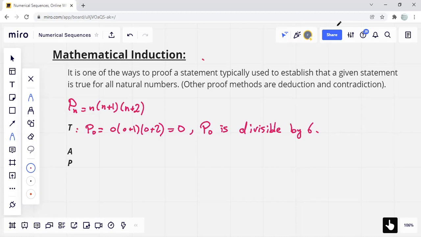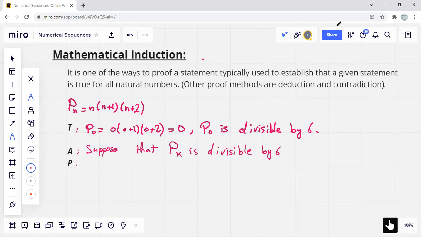Okay, so in the next step we have to assume or suppose. So we say that suppose that Pk, for example, Pk is divisible by 6, and we have to prove what? We have to prove that Pk plus 1 is divisible also by 6. Okay, so we know that Pk is divisible by 6. Pk is simply k into k plus 1 into k plus 2.